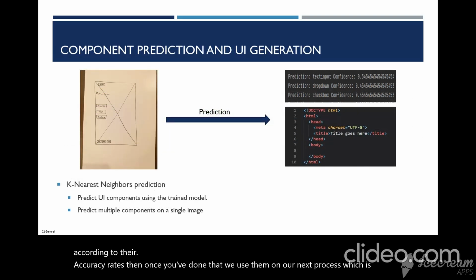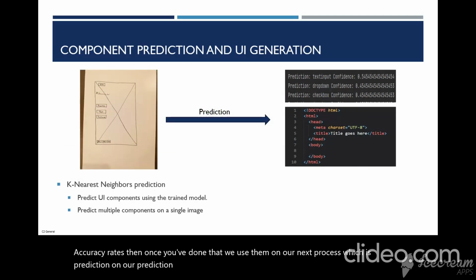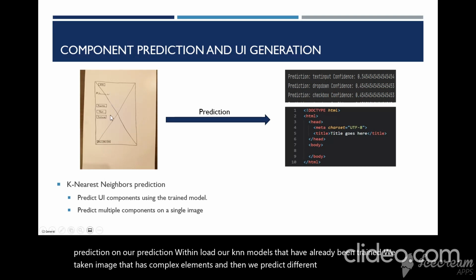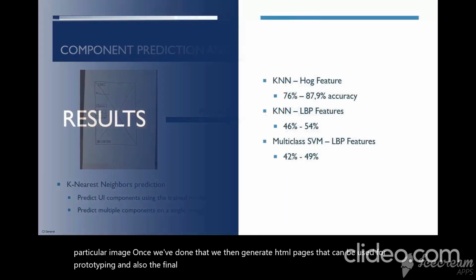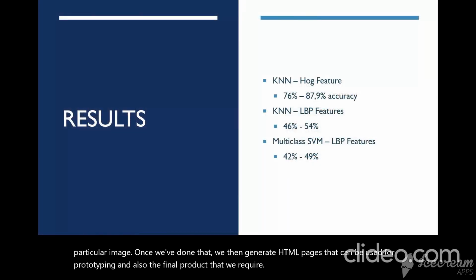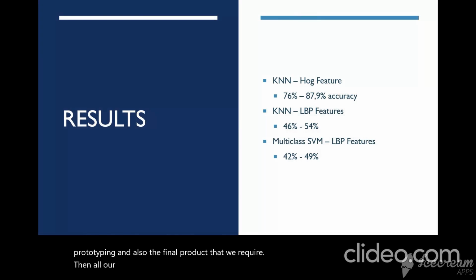In our prediction, we then load our KNN models that have already been trained. We take an image that has complex elements, and then we predict the different elements in the particular image. Once we've done that, we then generate HTML pages that can be used for prototyping and also the final product that we require.